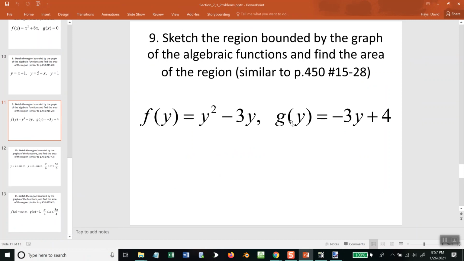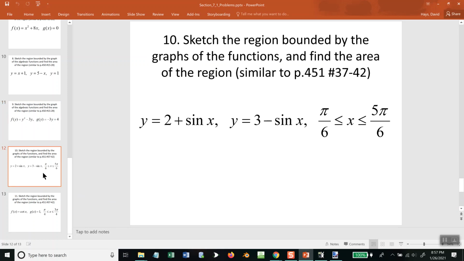I'm going to skip this one because they're kind of all the same, because I want to show you trig. The last 2 are trig, so I'll make sure I get these covered. So let's take a look at this one.